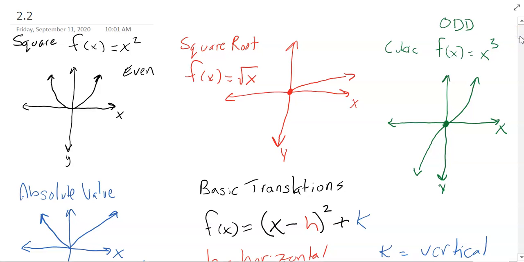Hello! Looking at 2.2, we're looking at translations of basic graphs. The graphs we're looking at are the square graph, as you can see here. It's a parabola. It's also an even function, as it is reflexive around the y-axis.